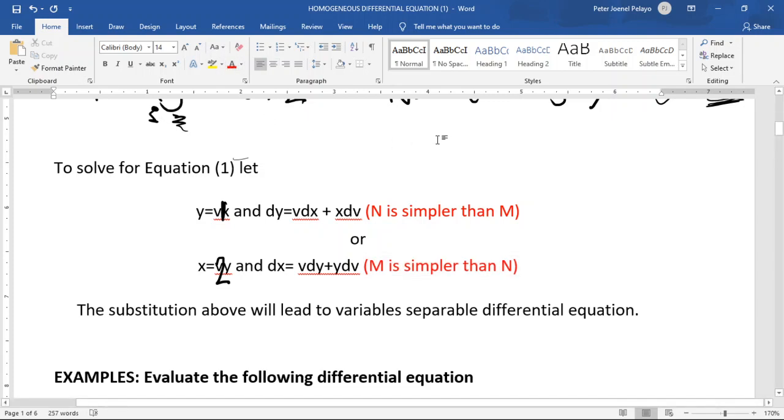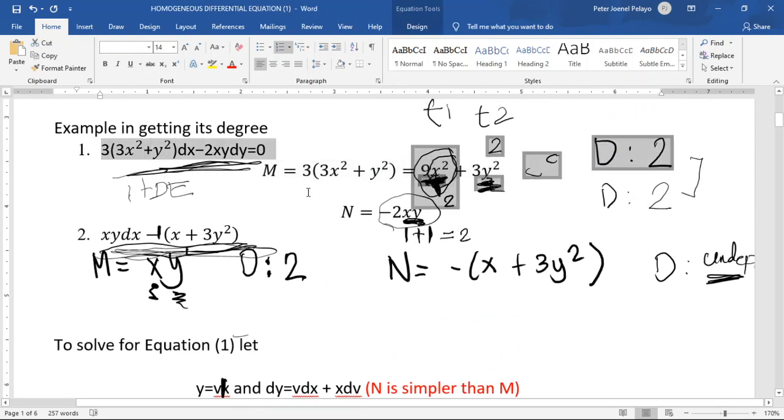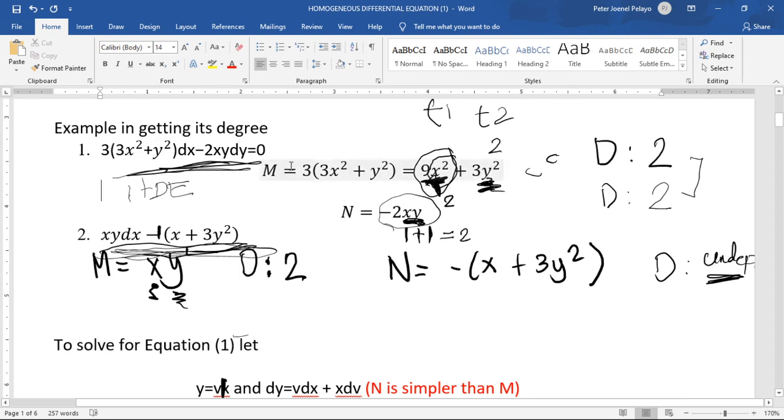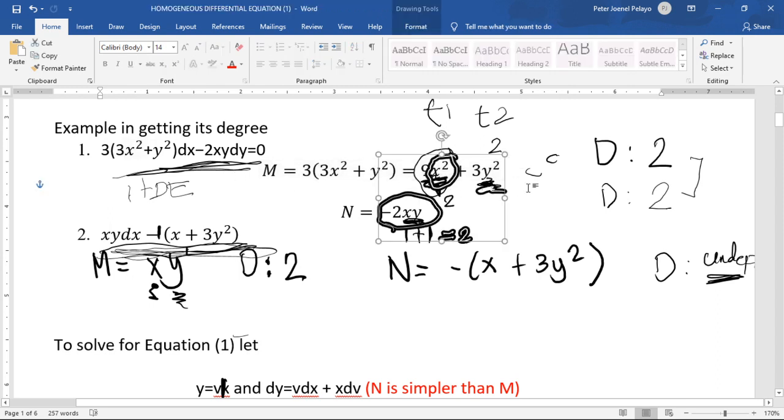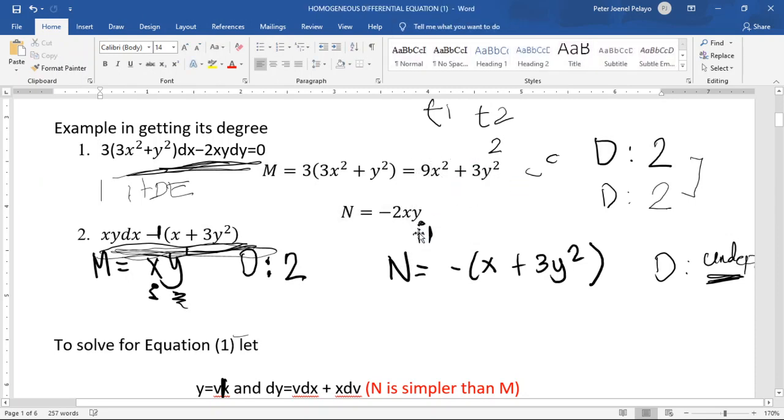Now, paano natin masasabi kapag mas simple si n, or mas simple si m? Now, let's go back to our example. So, ito, siyang DE, tama? Now, we have m which is 9x squared plus 3y squared. So, delete ko lang yung mga sinulat ko kanina. Okay. So, and n is negative 3xy, tama? Ay, negative 2xy. So, tingin pa lang, mas simple si n. Kasi, one term lang siya. Ang exponents niya is 1 and 1. Si m, two terms with exponent of 2 and 2.